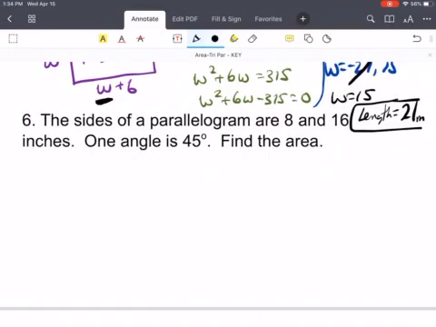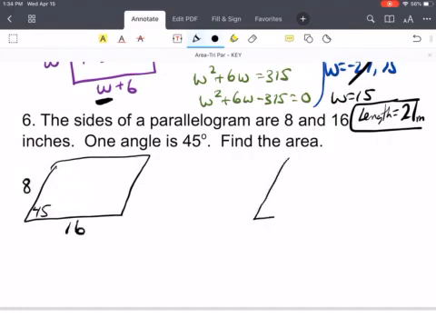For number 6, the sides of a parallelogram are 8 and 16 inches, and one of the angles is 45. There's actually two ways to draw this. It does not matter how you draw it. So you could put your 45-degree angle there, 8 and 16 go there. You could also draw it the other way, 45-degree angle there, 16 and 8 there. So it does not specify which side needs to be the 8 or the 16.